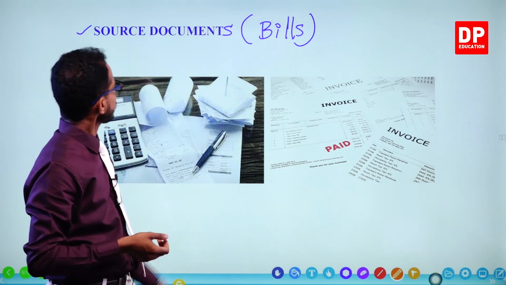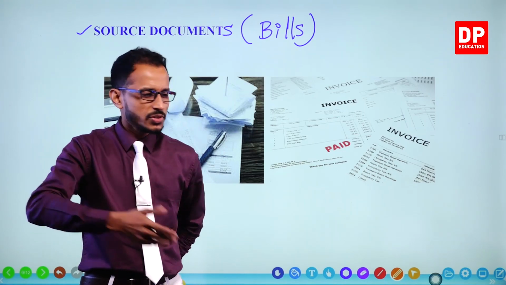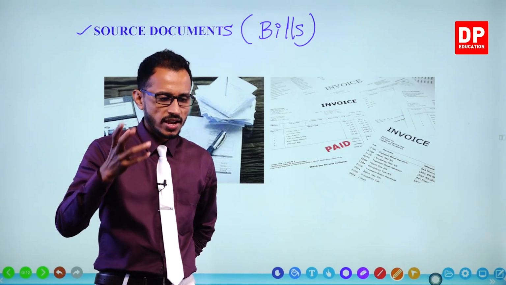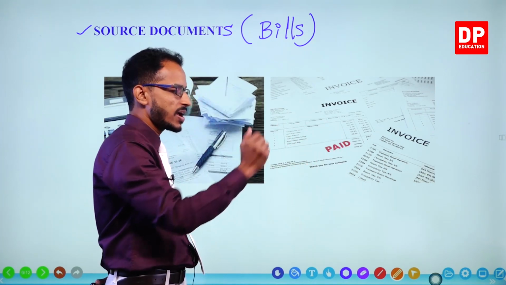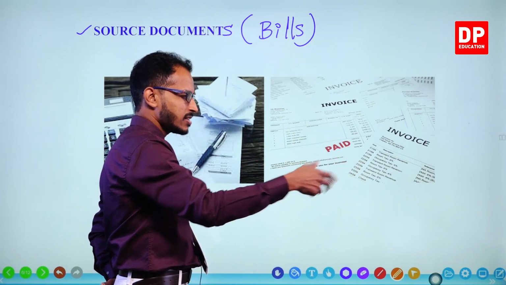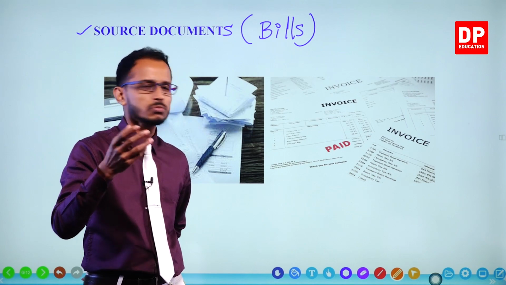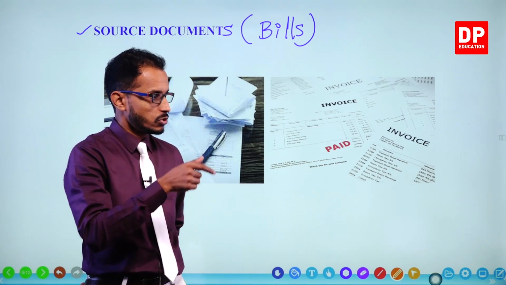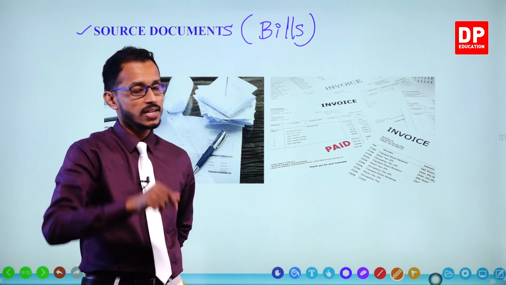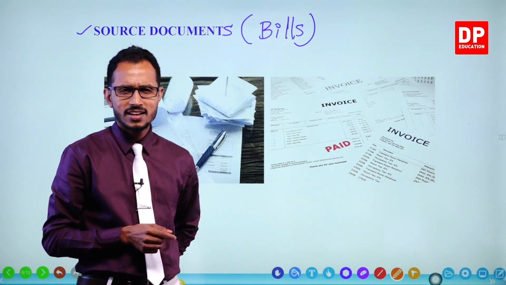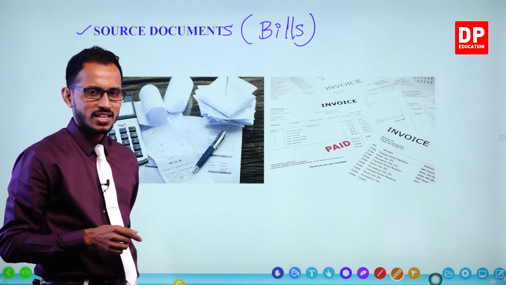Source documents are called bills in our day-to-day lives, like when you go to the market or a shop to buy something. Let's say you go to the nearby hardware to buy some nails and sellotape, brushes and brooms, cleaning materials, and your father says to get the bill. Don't tell me that you don't know about bills.